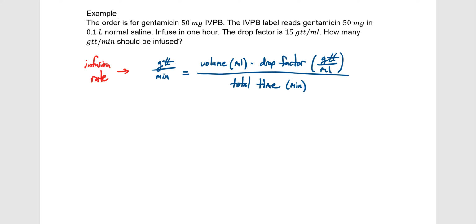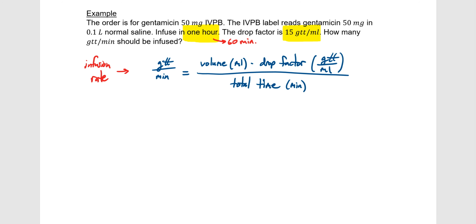Okay, so we have our formula for our infusion rate or our flow rate, and let's take a look at what we need to plug in here. We have our drop factor as 15 drops per milliliter. We have the infusion total time of 1 hour. So we know 1 hour is going to be 60 minutes, so I'm just going to write that in here, because we're going to need that in minutes and not hours.